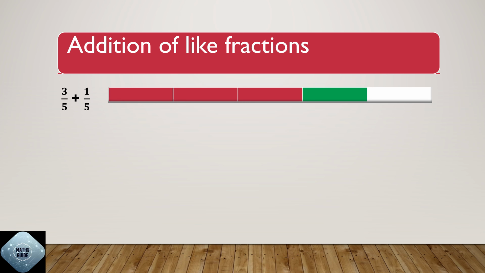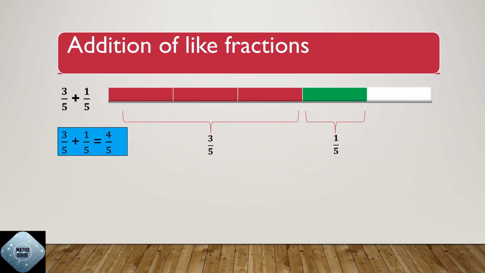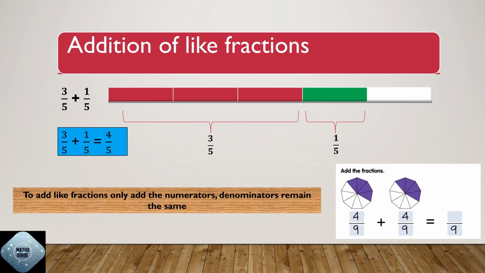Now look at this figure. It is divided into 5 equal parts. Then I shaded 3 parts, then 1 part. So I get a total of 4 parts out of 5 equal parts. You will notice that by adding only the numerators, if the denominators are the same, we can get their sum.